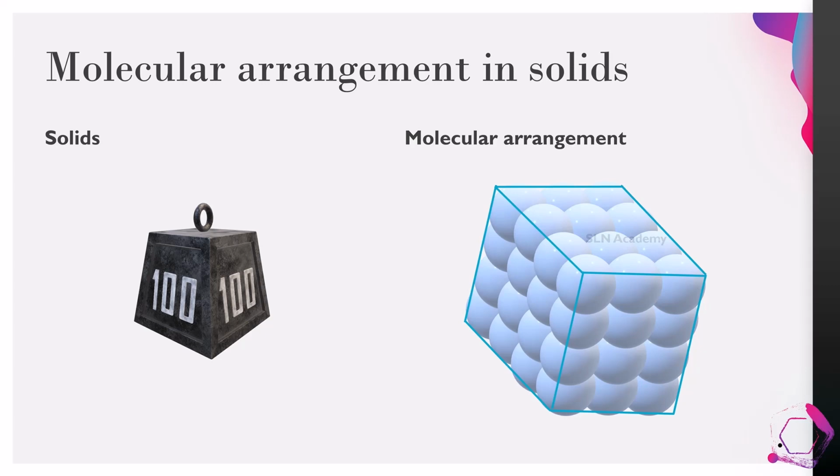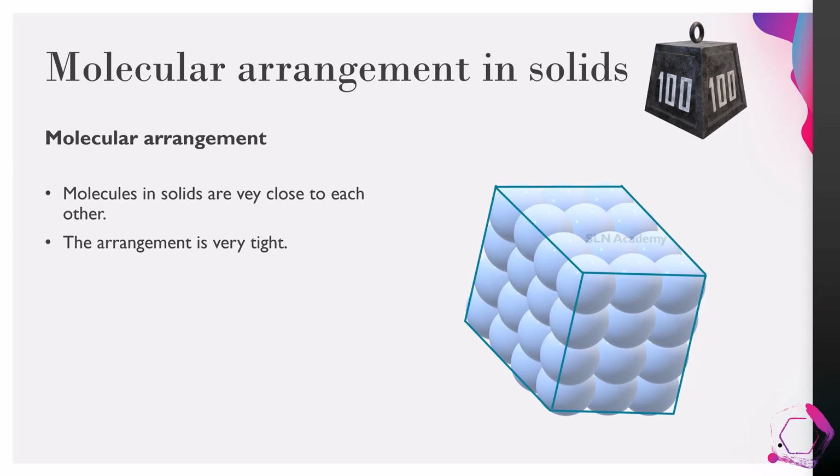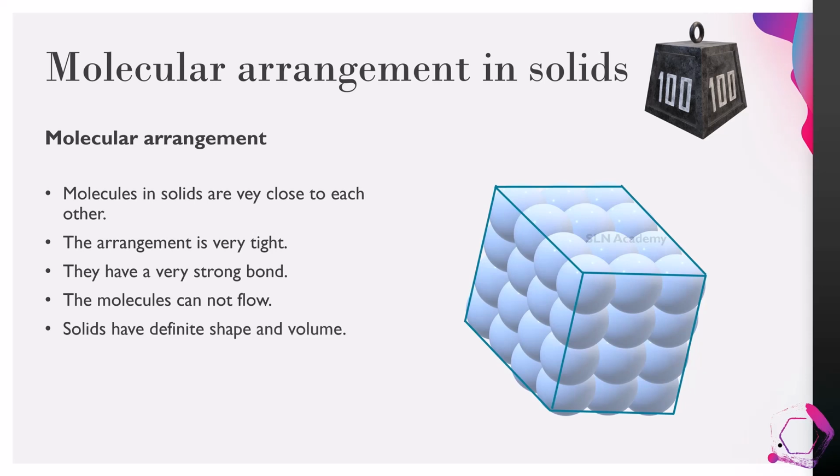Now, observe the molecular arrangement in solids. You might have wondered why solids are hard to touch. Let us see the reasons behind this. Molecules in solids are very close to each other. The arrangement is very tight. They have a very strong bond. The molecules cannot flow due to this strong bond. Solids have a definite shape and volume. So, this is why solids have a definite shape and volume.